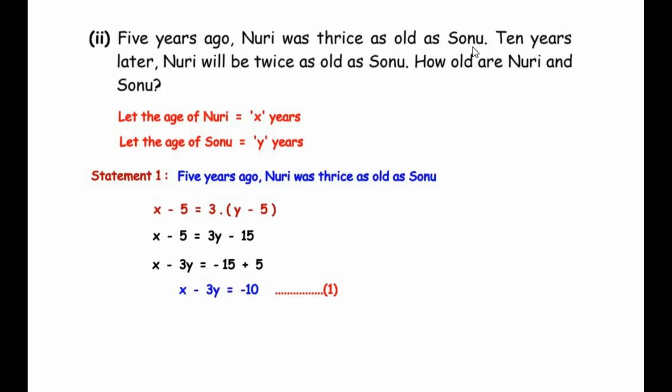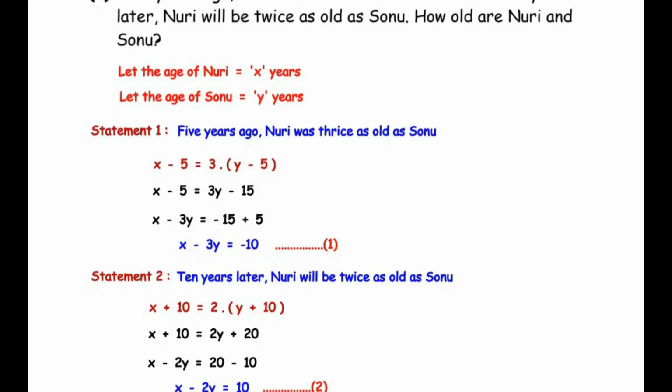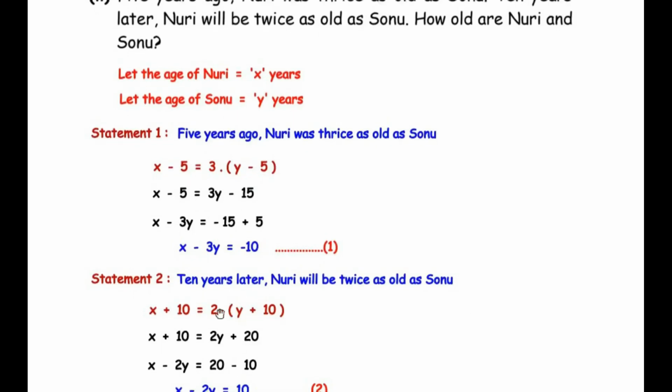Now let us focus on statement 2. So the statement 2 was 10 years later, Nuri will be twice as old as Sonu. Now whenever they give the terms later or hence, they are talking about the future. So in the future the age will increase. So here the 10 years will get added to the age of Nuri and Sonu. So here we have written x plus 10, that is Nuri's age will increase by 10 and Sonu's age also will increase by 10. So x plus 10 and y plus 10.